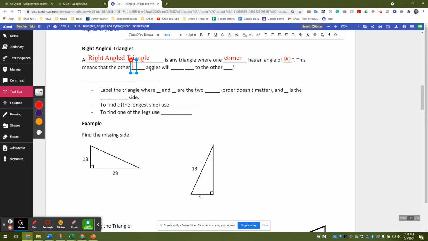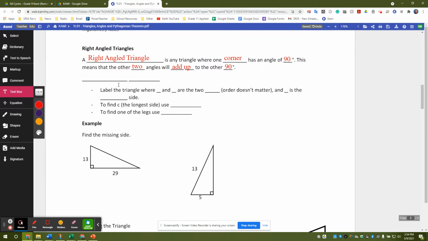This means that the other two angles will add up. So 90 degrees has already been taken up. The other two angles have to add up to the other 90 degrees. So one angle is 90 degrees, the other two combined are going to be 90 degrees as well. So that's a right angle triangle.